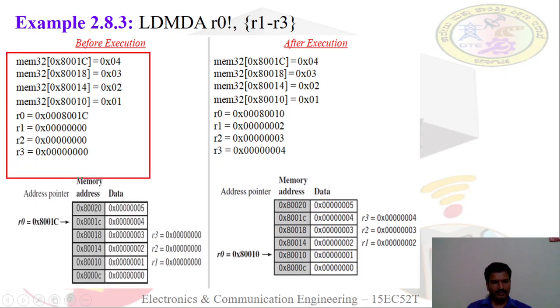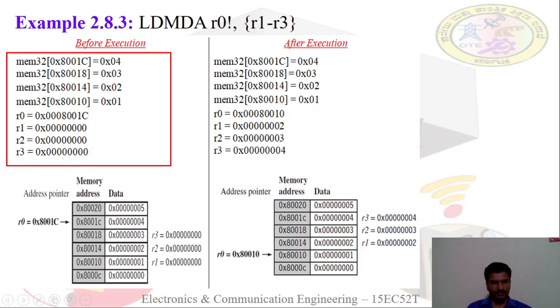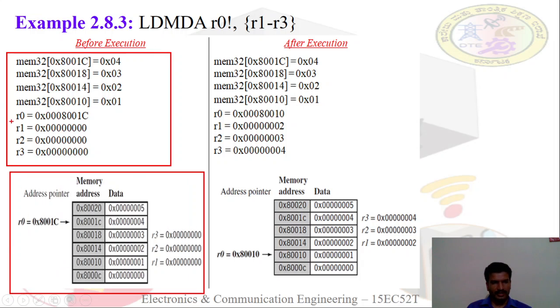So I have taken the same initial values before execution, but the starting address decrements by 4 after each load. For this case we need to give a higher address because the address is decremented by 4. So we should move from a higher address towards a lower address. So we should give the higher address here. So here the starting address is 8001C.